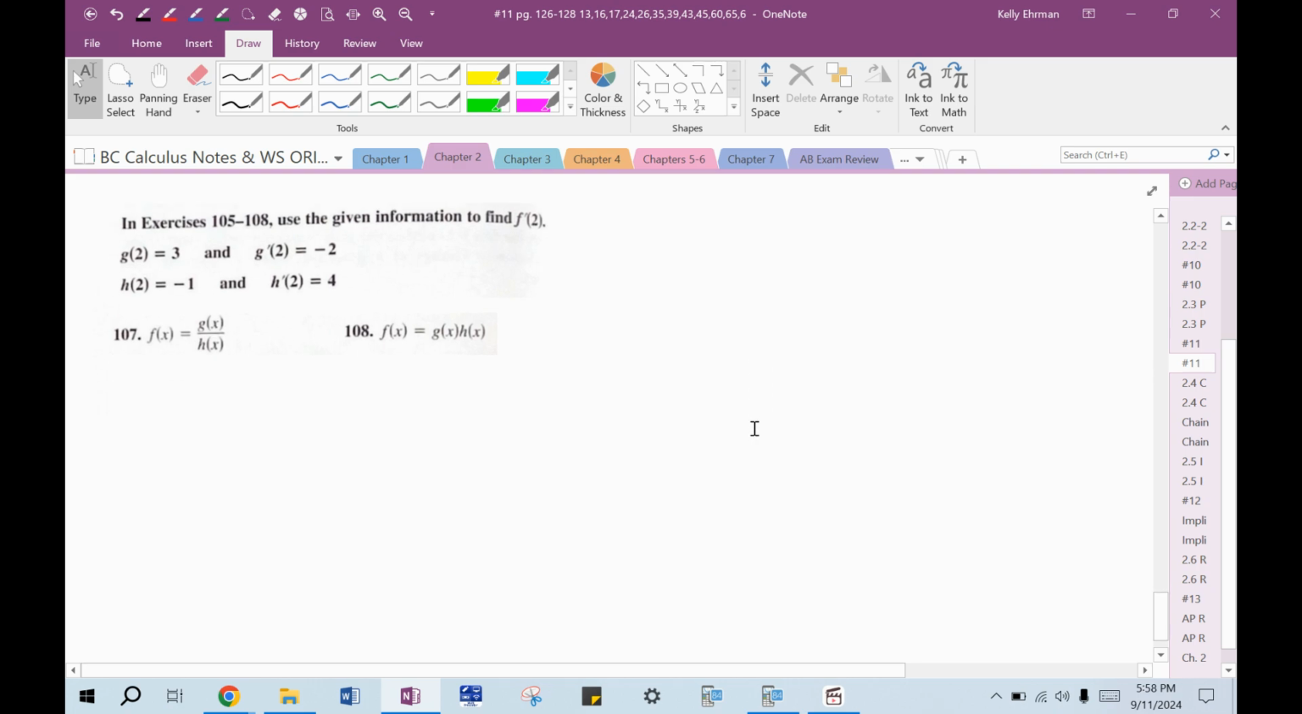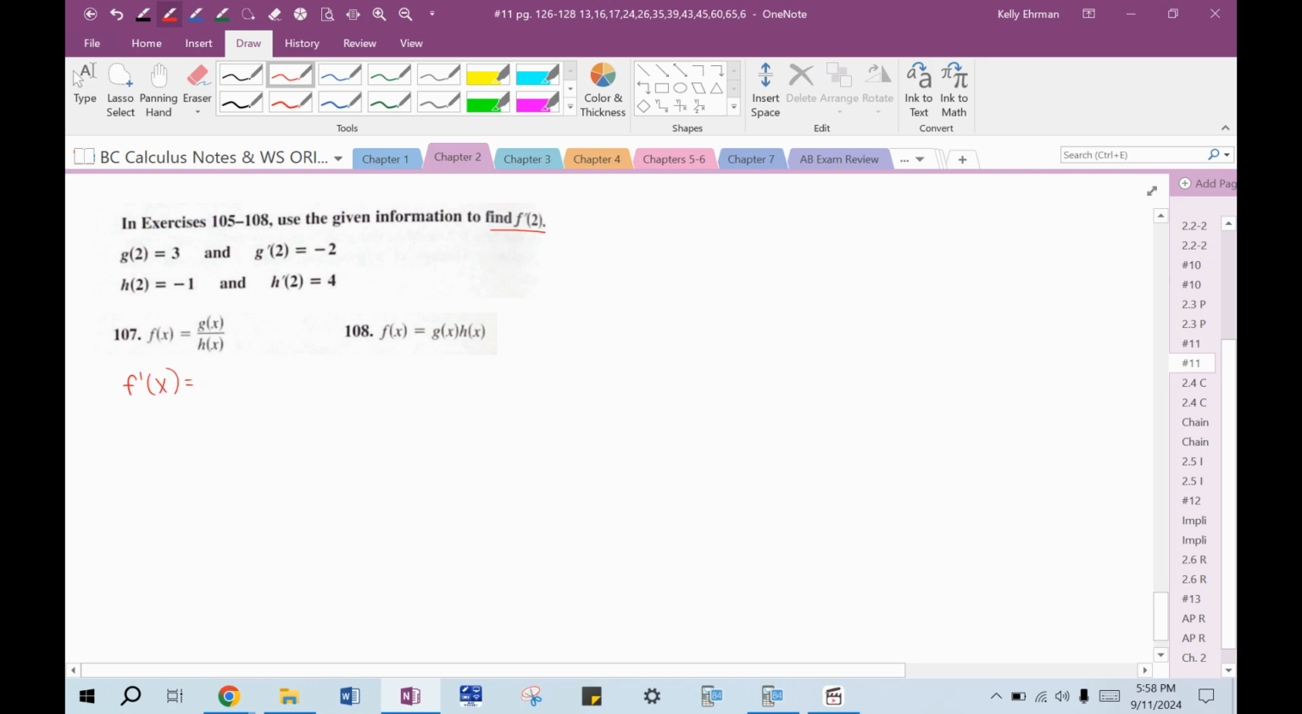All right, last 2. Here's another really common AP question, usually a multiple choice, sometimes part of a free response. So they don't give us an equation, but the goal is to find f prime of 2 given this information. All right, so f of x is equal to g of x over h of x. They're trying to trick you into saying, oh, that's just f prime is g prime over h prime, and divide them out. But we know you have to do quotient rule.